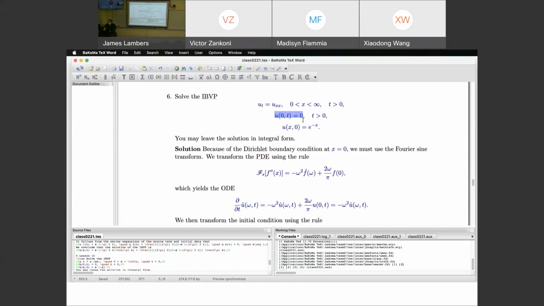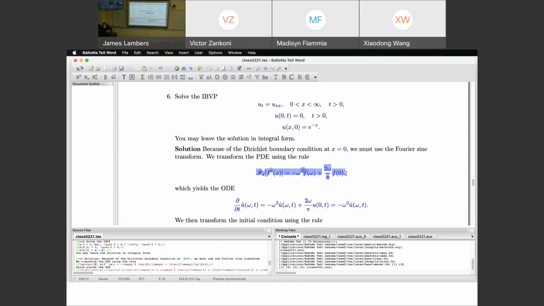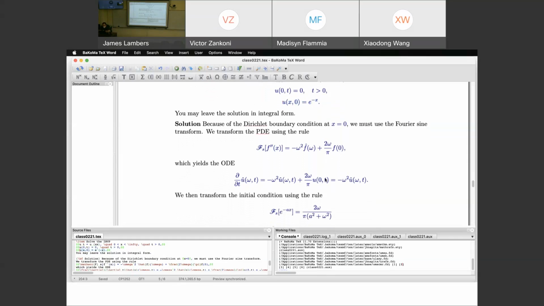So based on the kind of boundary condition, you'll choose the appropriate Fourier transform, sine or cosine. Transform of the PDE, you'll use a rule like this one. And then you'll also take the transform of the initial data. For this, you rely on the Fourier transform table, such as the one in the back of the book. After transforming the PDE and the initial data, and transforming the PDE already takes the boundary condition into account, then you'll solve the ODEs, which depend on the Fourier variable omega.